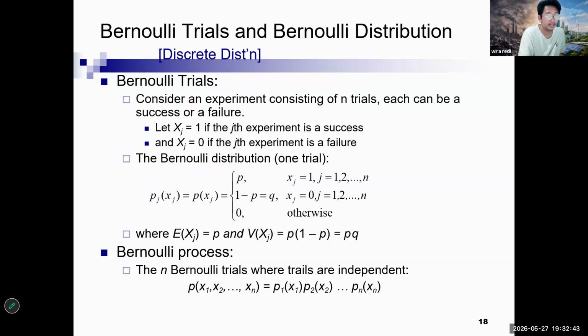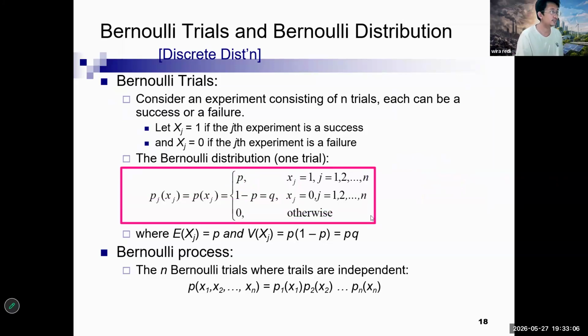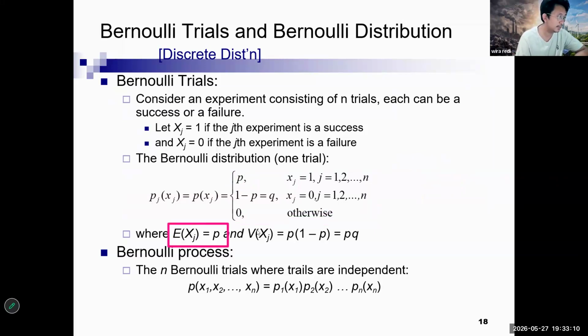Maybe for each trial you have 0.25 probability of success and 0.75 of failure. Some other particular systems may behave like that. Therefore, this is the general form of the Bernoulli trials distribution. The expected value or mean is represented by this, and the variance is this one.